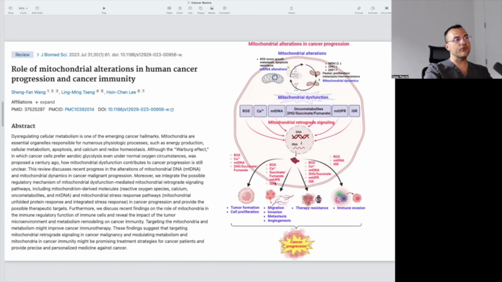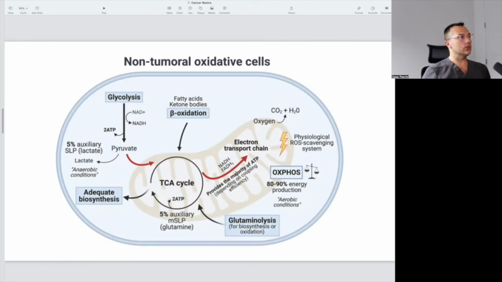And that can lead to further progression and formation of disease. In this case, we're talking about cancer. So let's look at this from a higher level or from a different perspective. So this is a non-tumor oxidative cell, which means there is oxygen present and these mitochondria are intact. So they are metabolically flexible and they are able to make energy through oxidative phosphorylation.